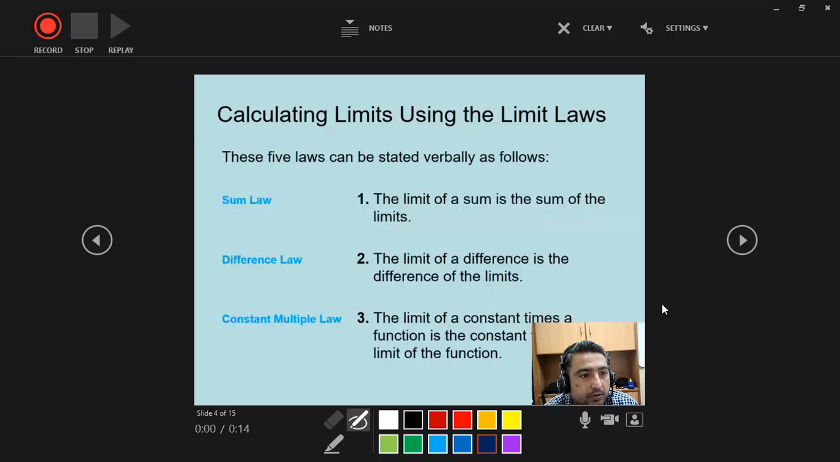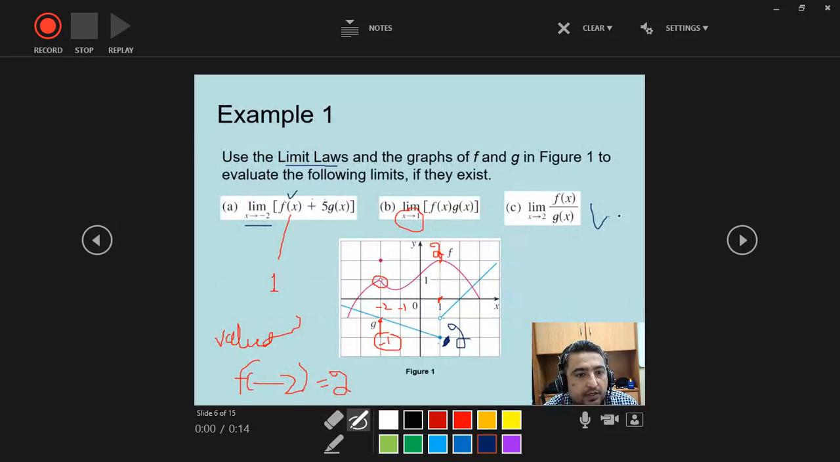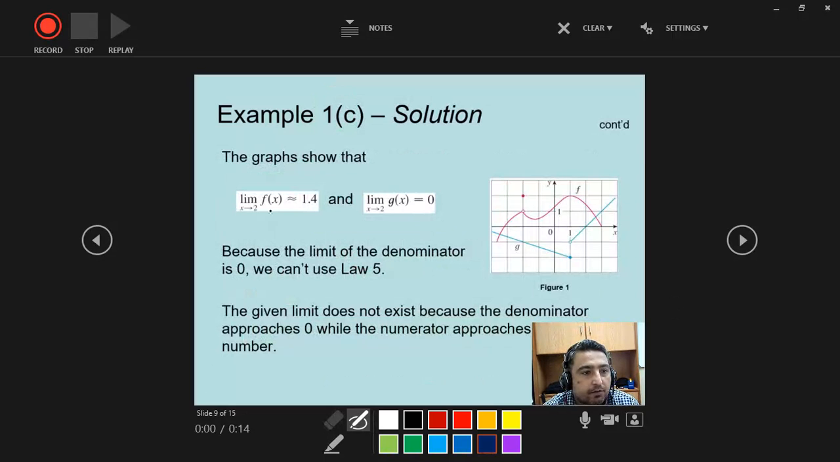And now look at part C of the example, the division. When x approaches 2, g approaches 0 from this side and also from this side. Similarly, f of x approaches 1.5, or more precisely about 1.4, from the left and from the right side. Yeah, because of this scaling, I'm okay.